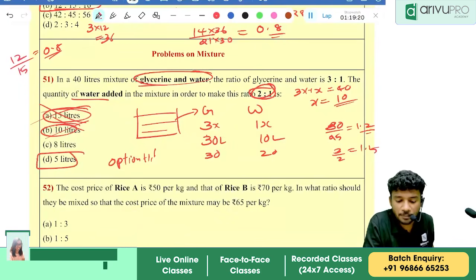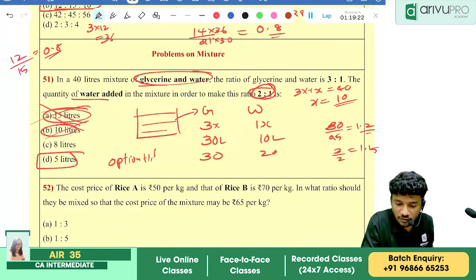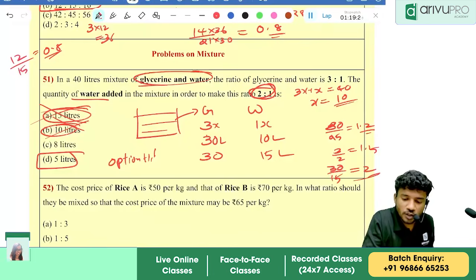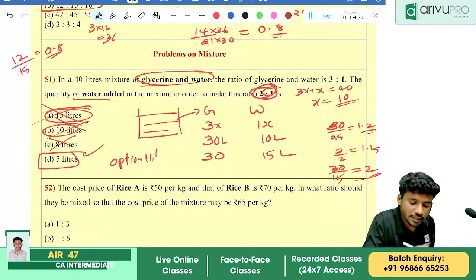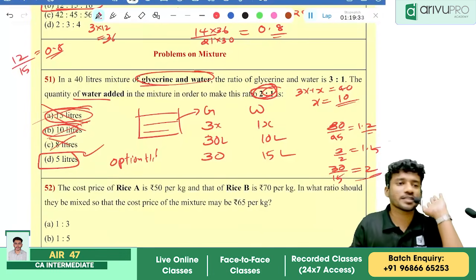Try option D. 30 liters of glycerin will be there, 15 liters of water will be there. 30 divided by 15 is how much? 2. So 2 by 1. So which option is the right answer? Option D is the right answer.